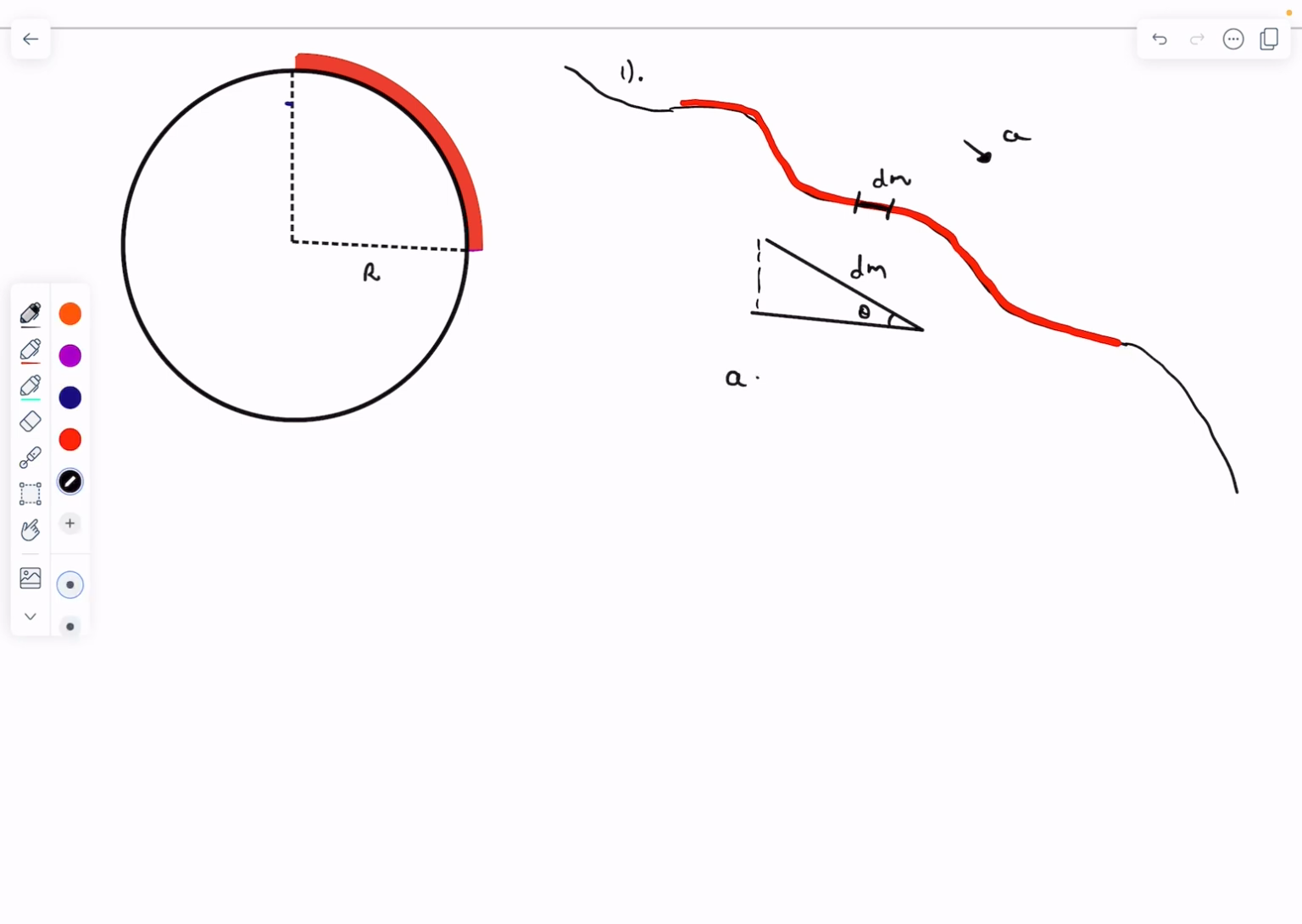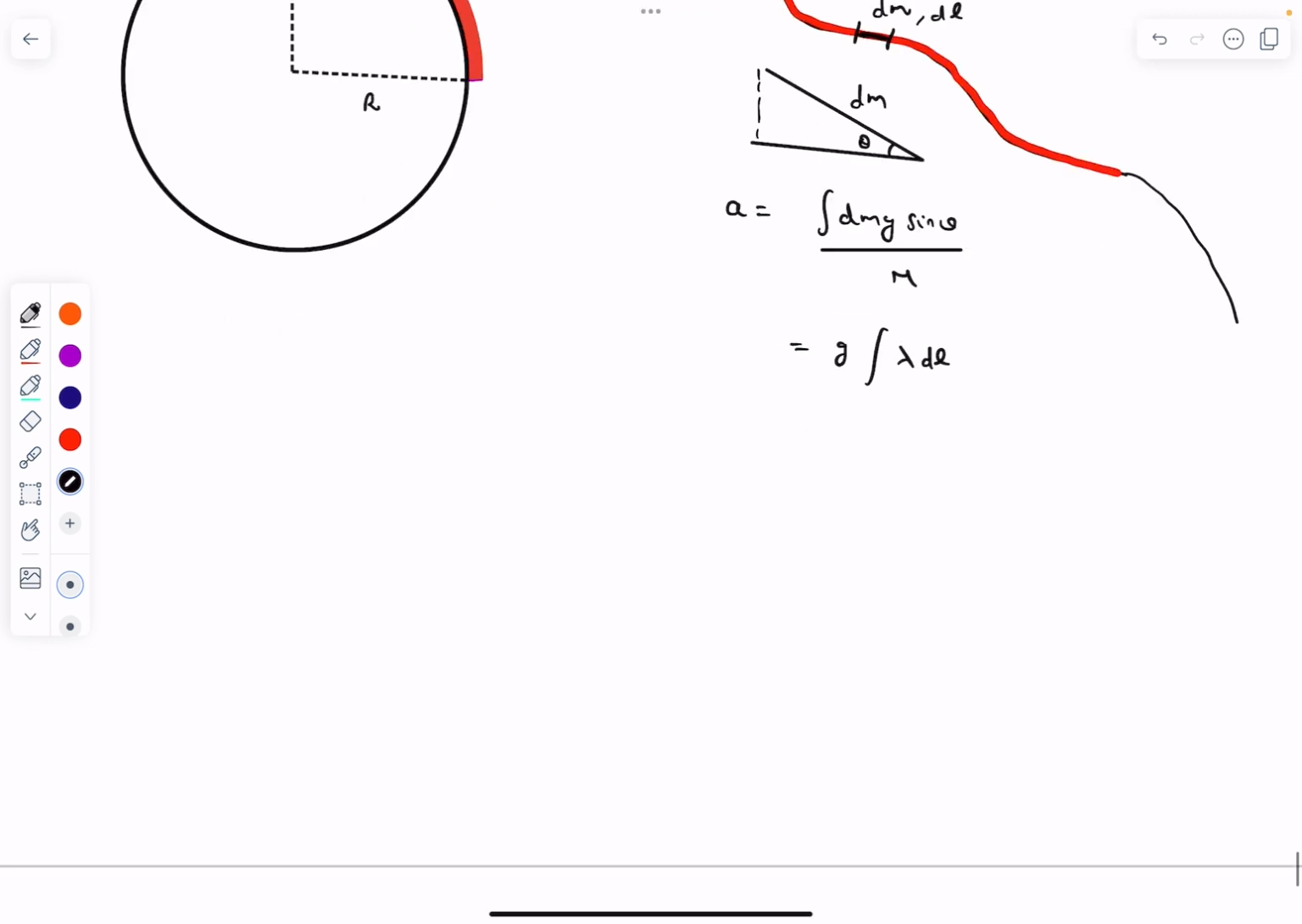So its acceleration is nothing but the integral of dmg sine theta divided by the total mass, right? Here, the dm in the numerator I can write as lambda times the length of that element. So if I say this element has a length of dl, I can write dm as lambda times dl and multiply it with sine theta.